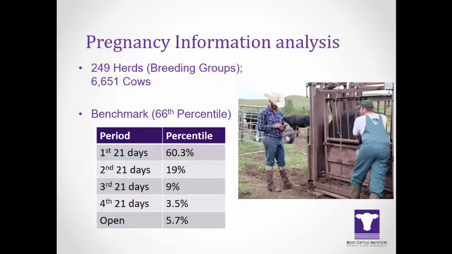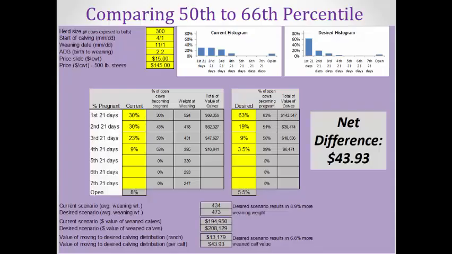What we found, in this smaller data set of herds that were entered early on, was that the benchmark, or 66th percentile, had 60% bred in the first 21 days. So the top third of herds had 60% bred in the first 21 days, and less than a 6% open rate, so about a 94% pregnancy rate overall in the breeding season. When we compare that to herds at the 50th percentile, or average herds, we saw a large economic difference.